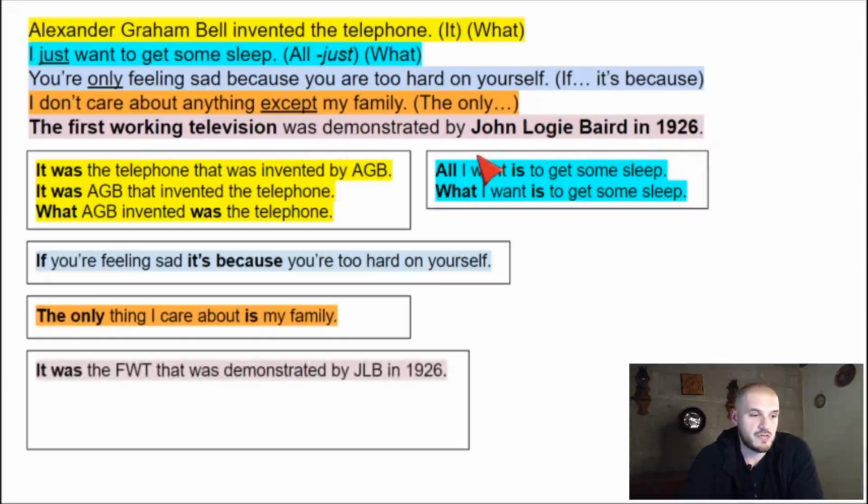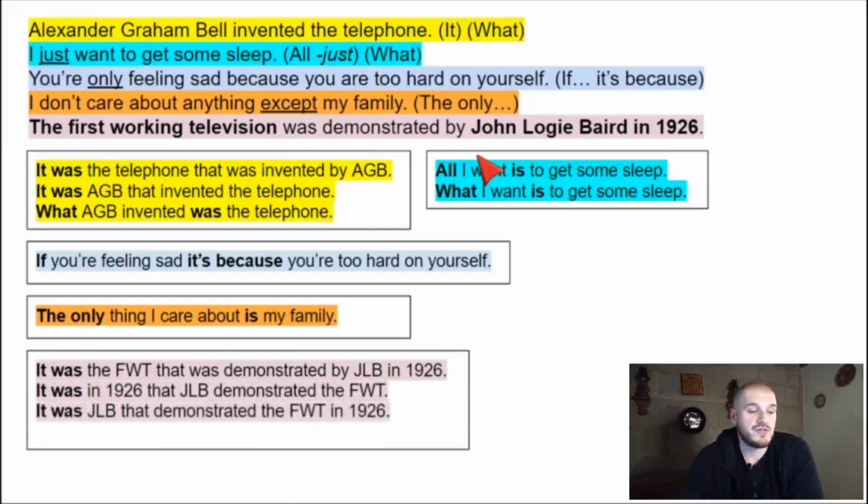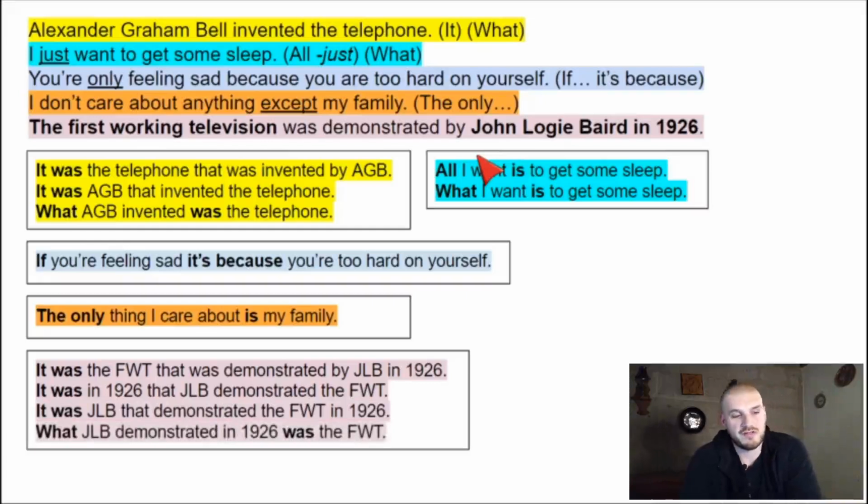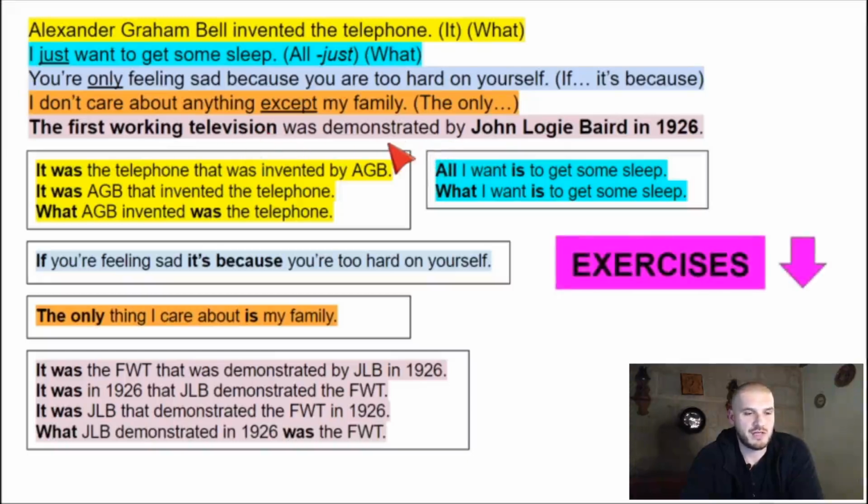It was the first working television that was demonstrated by John Logie Baird. It was in 1926 that JLB demonstrated the first working television. It was JLB that demonstrated the first working television in 1926, or what JLB demonstrated in 1926 was the first working television. So lots of different cleft sentences that you can make from this one example. Let's try some more exercises.